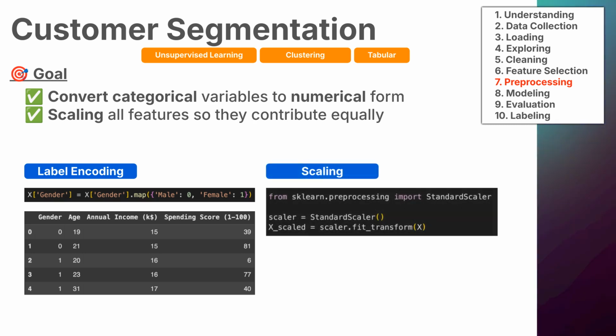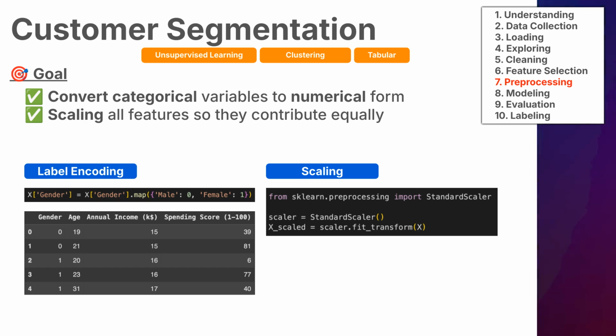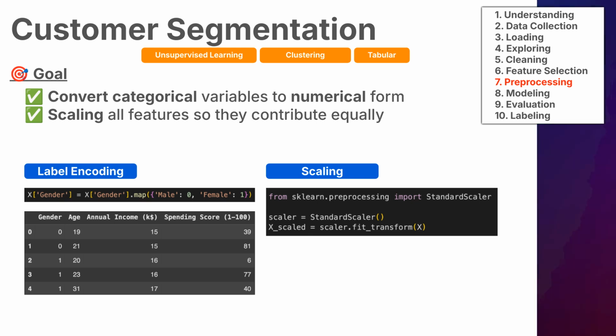Next, feature scaling. Since k-means clustering relies on Euclidean distance, it's important that all features are on the same scale. Without scaling, a feature like annual income, ranging from 15 to 137, could dominate others like gender, just 0 or 1. Let's use standard scaler to standardize the features so they have a mean of 0 and a standard deviation of 1. Now all features are normalized, making the clustering fair and balanced. Let's move on to the modeling step.